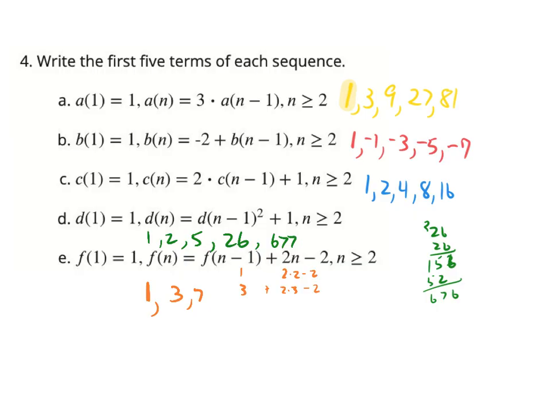Term 4 is the output of term 3, which is 7, plus 2 times 4 minus 2. 8 minus 2 is 6, so that gives us 13. So 1, 3, 7, 13. And then term 5 is the output of term 4, plus 2 times 5 minus 2. 8 plus 13 is 21. Wow, that was a weird one.